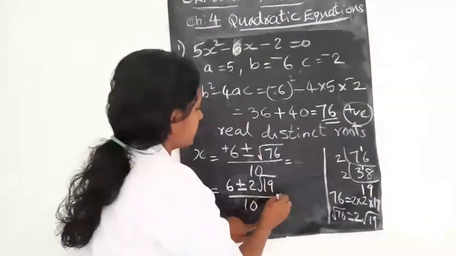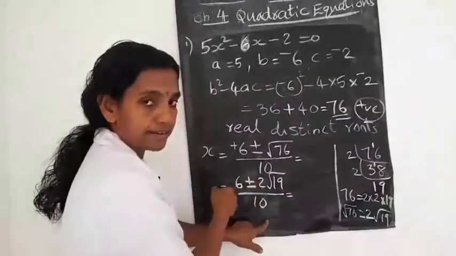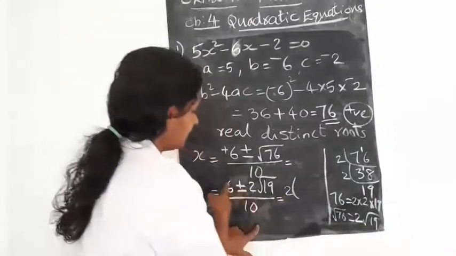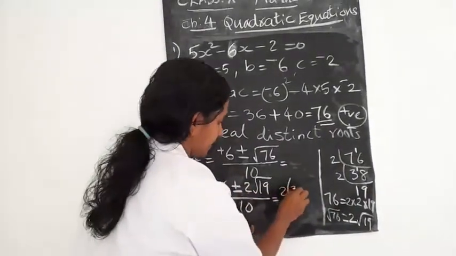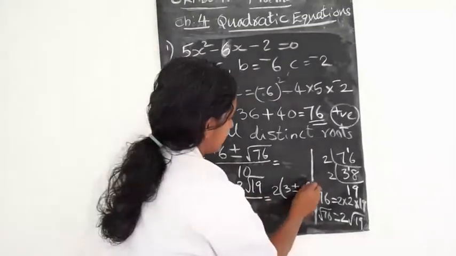Now we can see that here 6 and 2 have the common factor 2, we can take it outside. So that is 2 into, here, what is remaining? 3 plus or minus root 19.